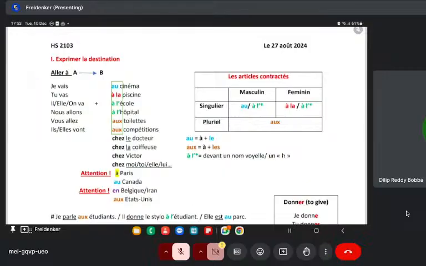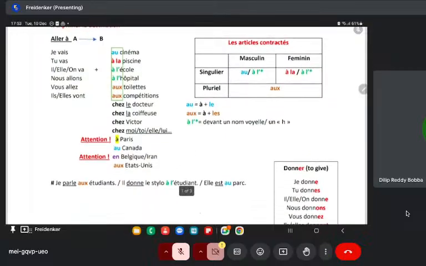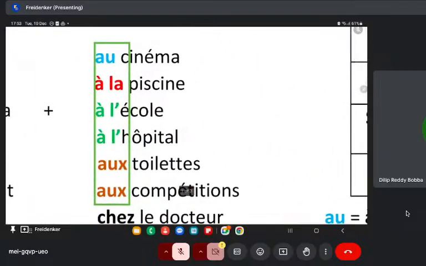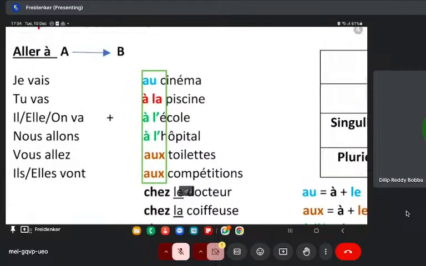So aller is to go to, and there is a conjugation for aller, and then you have some examples. Cinema is masculine, so à plus le will give you au, au cinéma. Piscine is swimming pool, so feminine, à la piscine. So je vais au cinéma means I'm going to the cinema. Je vais à la piscine means I'm going to the swimming pool.